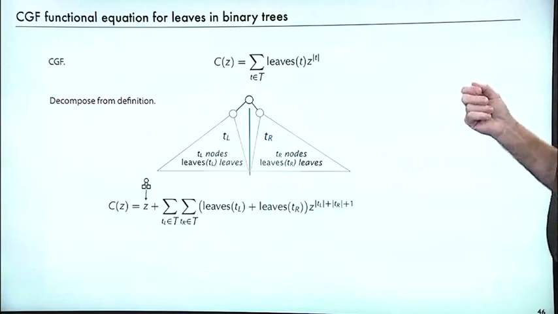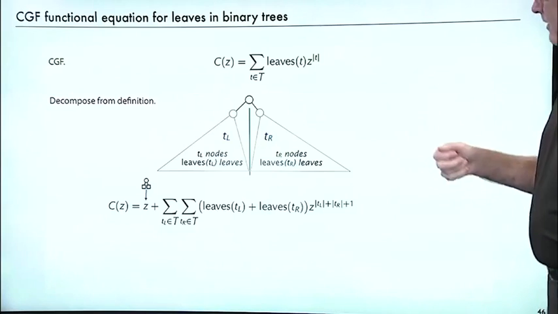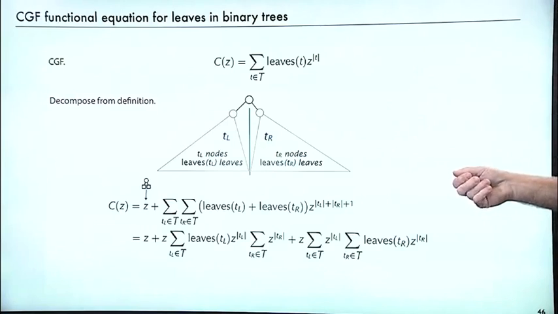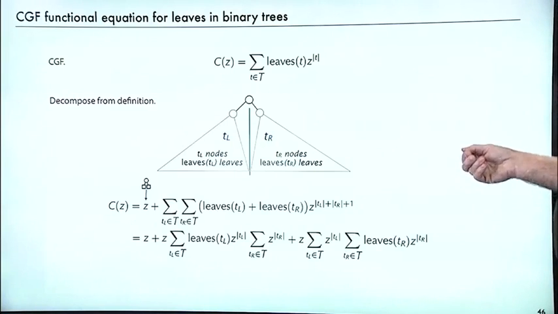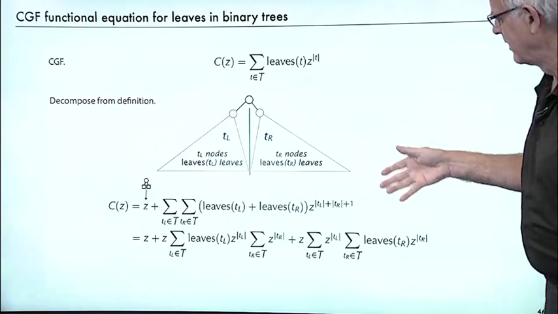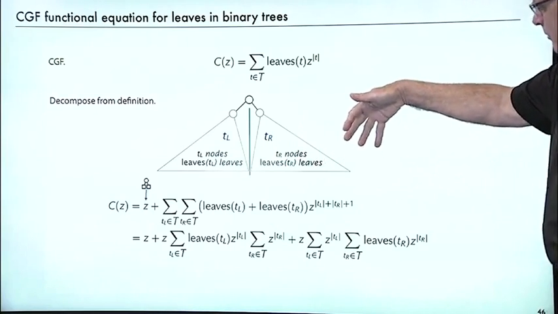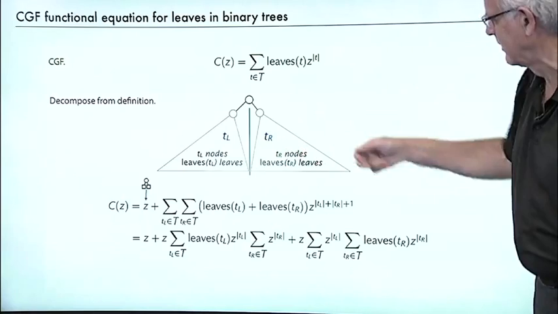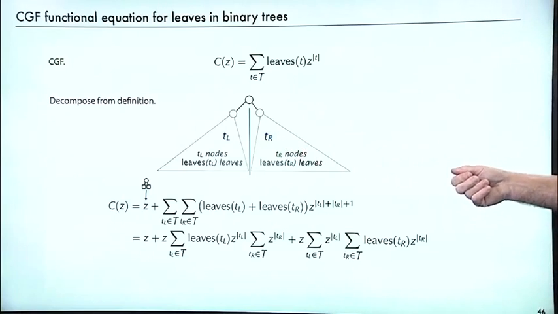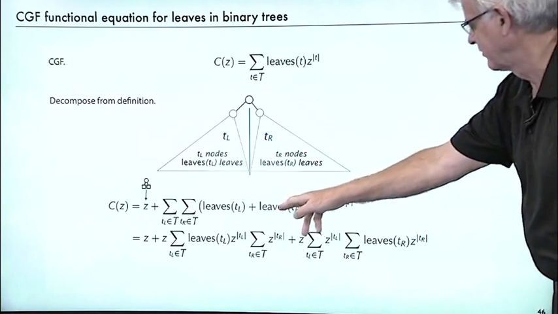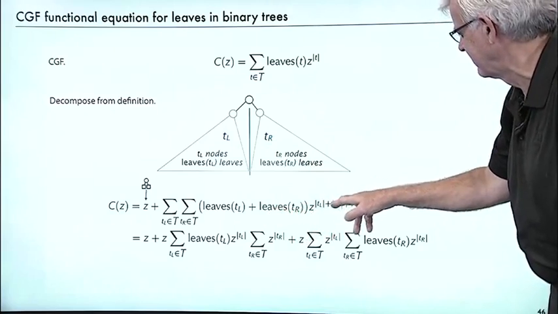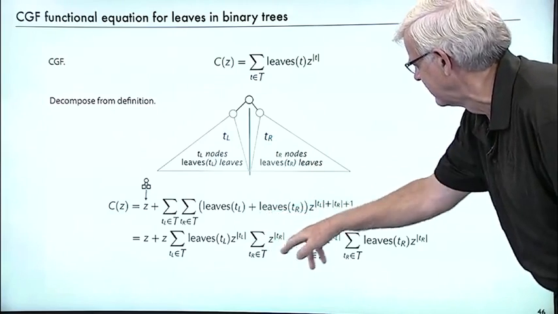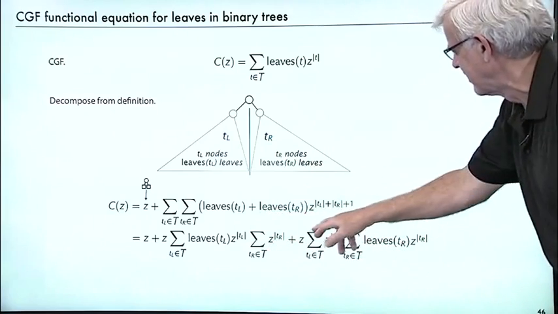But that same decomposition gives us this same equation. And again, T sub L and T sub R are independent, so that immediately allows us to break these sums up into independent sums. So we have leaves of T sub L, z to the T sub L times the sum on T sub R.